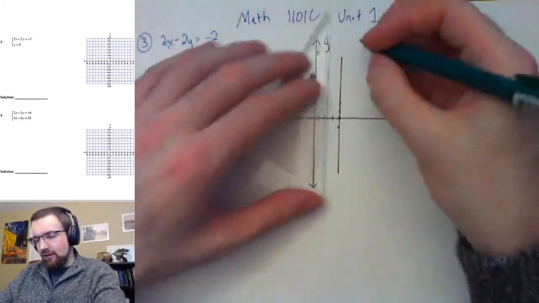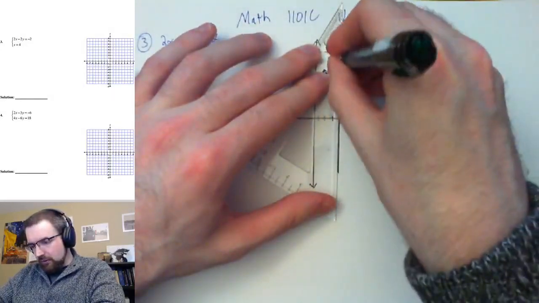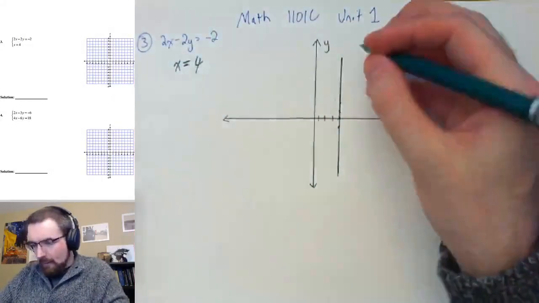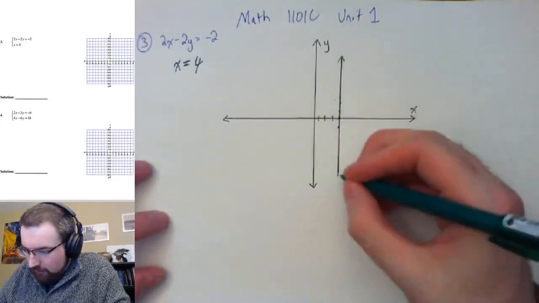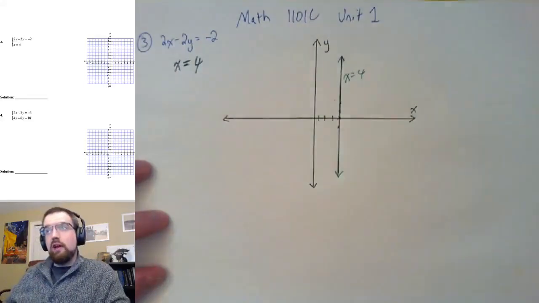Oh, I should have drawn this in green too. So that was the whole point, wasn't it? The whole point was to make that one green so it's color coded. Anyway, it's tough to see on there. But this is x equals 4.